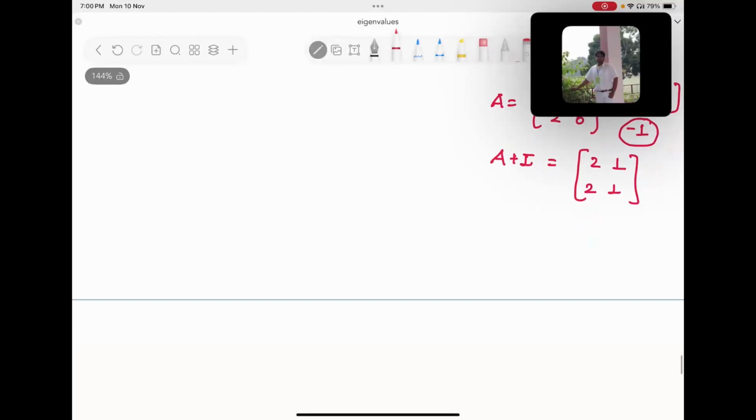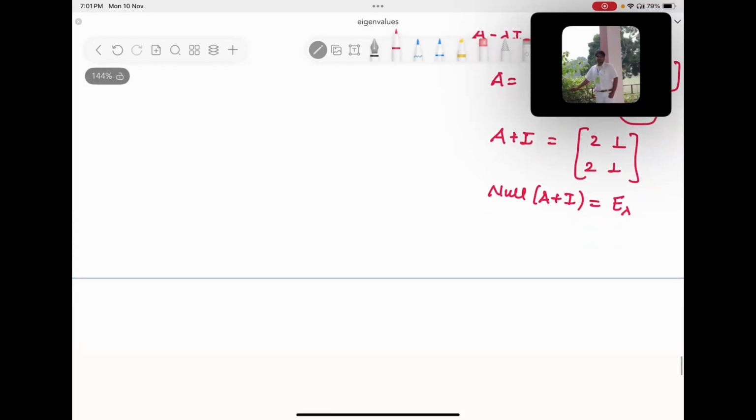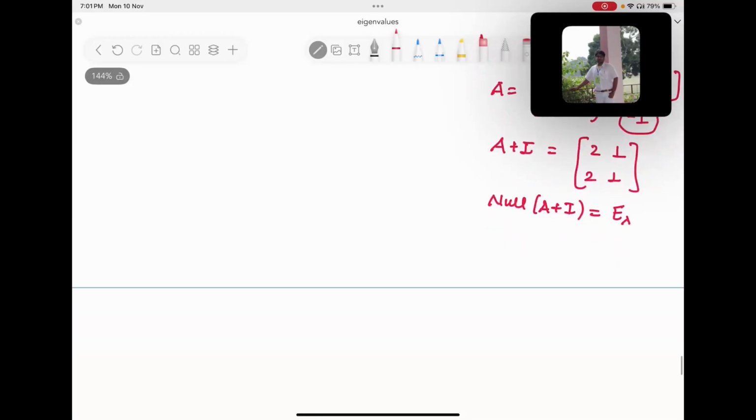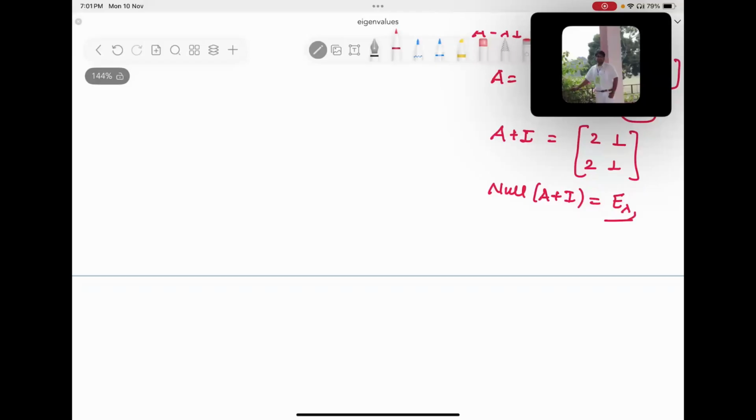Right. Now just calculate the null space of this A plus I. So that will be the collection of eigenvectors, so it will be your E lambda. Now if you remove the 0 vector from this, that will be your eigenvectors of A plus I, the eigenvectors corresponding to the eigenvalue -1. So it will be the whole E lambda, but we are interested only in the eigenvectors. So just remove the 0 vector from this.